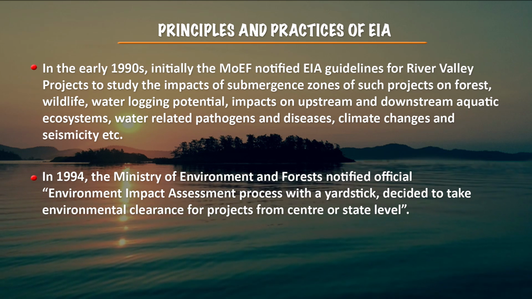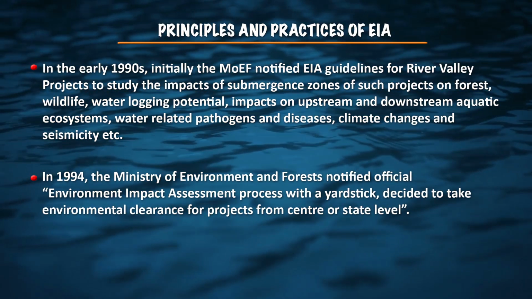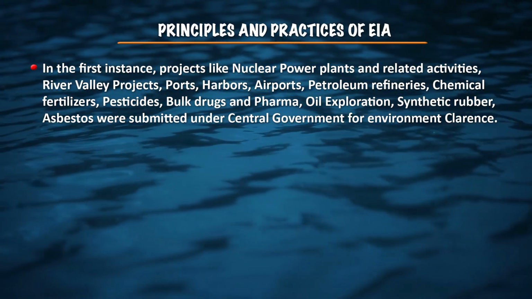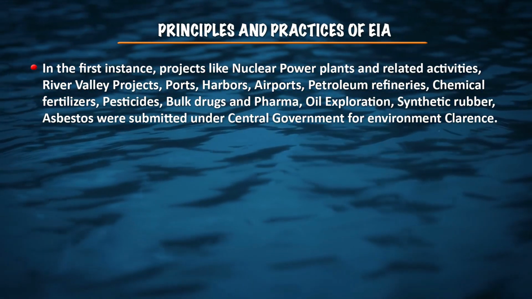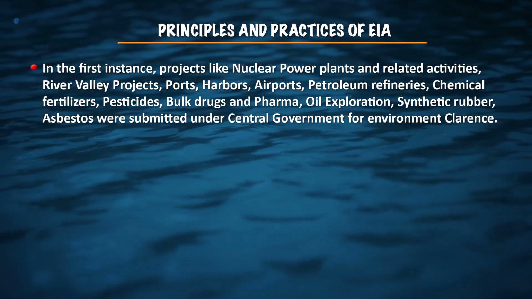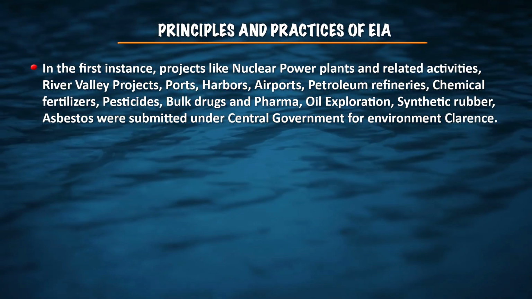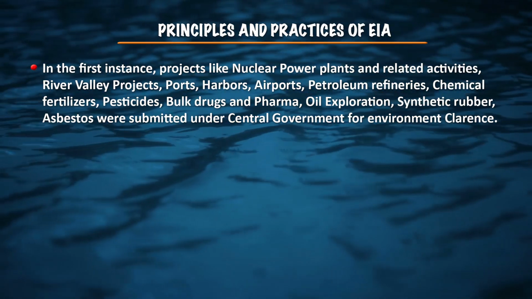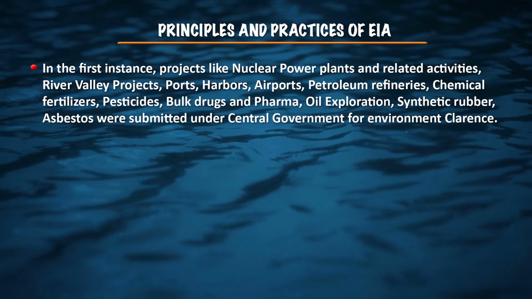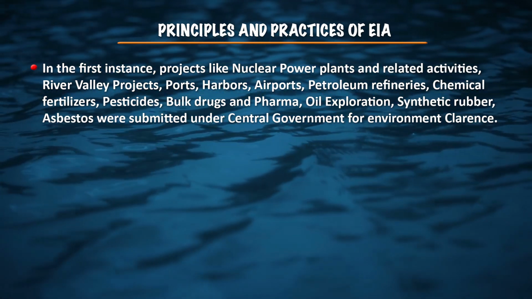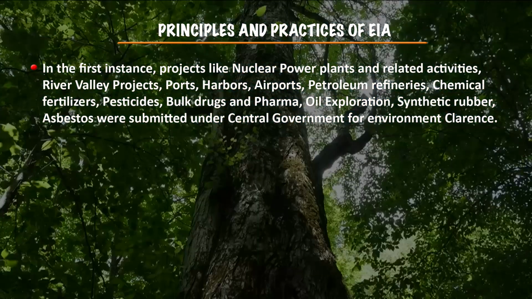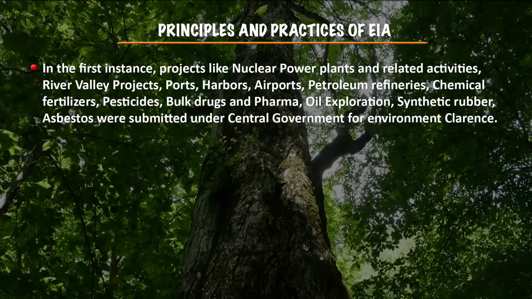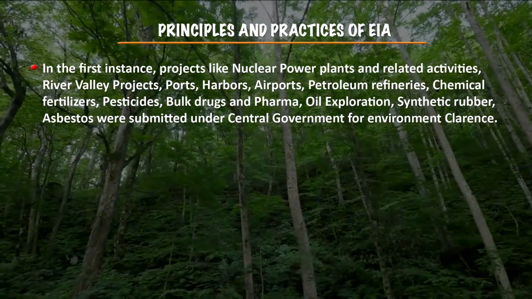In 1994, the Ministry of Environment and Forest notified the official environmental impact assessment process with a yardstick to decide whether to take environmental clearance for projects from the center or state level. In the initial stages, projects like nuclear power plants and related activities, river valley projects, ports, harbors, airports, petroleum refineries, chemical fertilizers, pesticides, and pharmaceutical companies like bulk drugs and pharma companies, oil explorations, synthetic rubber companies and asbestos were identified and submitted to the central government for environmental clearance.